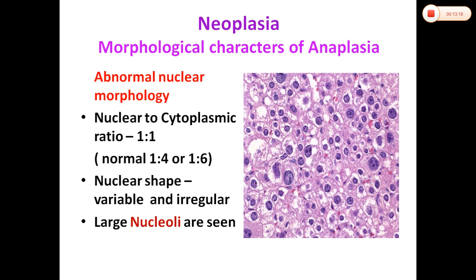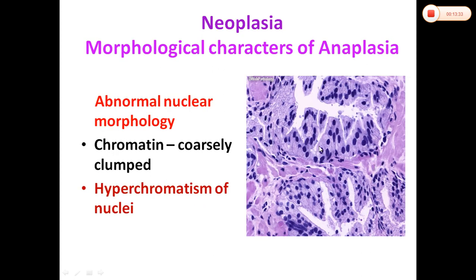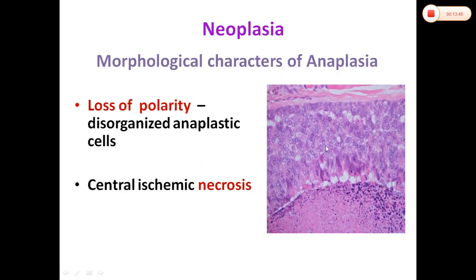In the adjacent picture you can see in some cells there is an increase in the nuclear to cytoplasmic ratio, and also you can appreciate the difference when comparing with the other cells. And also some nuclei are showing nucleoli. The chromatin is coarsely clumped and often distributed along the nuclear membrane. The nucleus is hyperchromatic because the nucleus is darkly stained when compared to the normal nucleus. In the adjacent picture you can see the hyperchromatic nuclei.